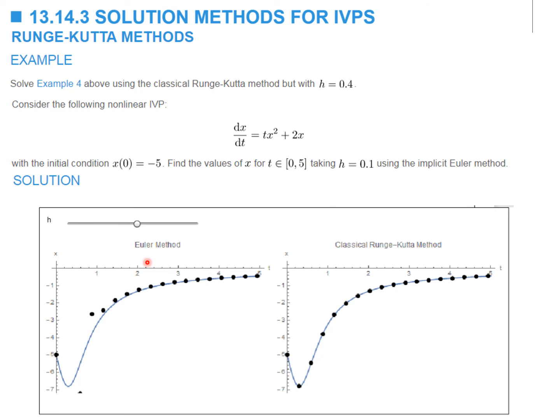You have this tool on the website. You can try and change h and see the effect on the solution using the Euler method versus the solution using the classical Runge Kutta method.